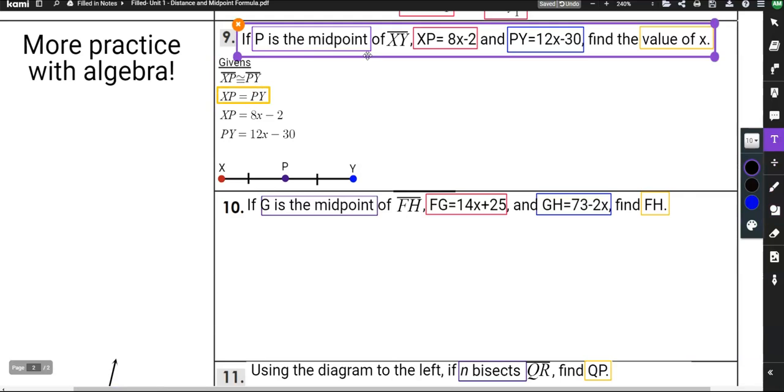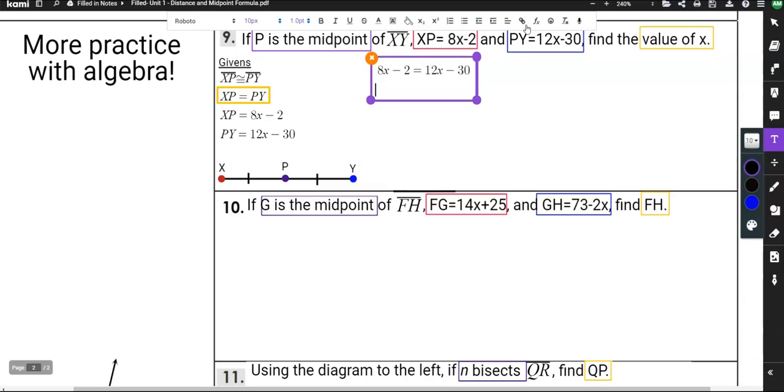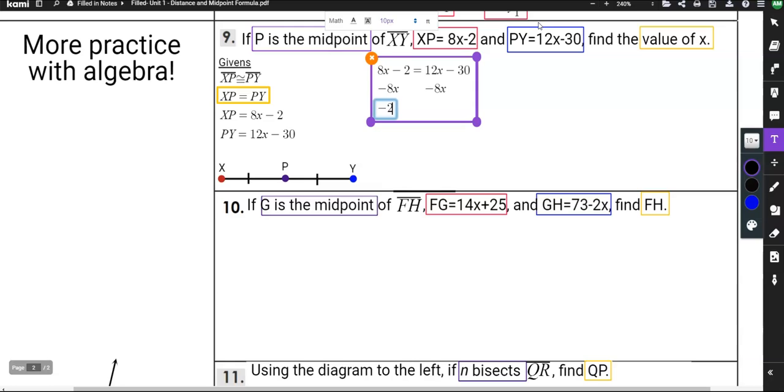So I set those two expressions equal to each other. So we have 8x minus 2 is going to be equal to 12x minus 30. I'm going to move my x's. So I like to move the 8x because I prefer to stick with the positive x's. And it does not matter which side of the equal sign you leave your x in the end. So I prefer to have my x's be positive. So now I have -2 is going to be equal to 4x minus 30.